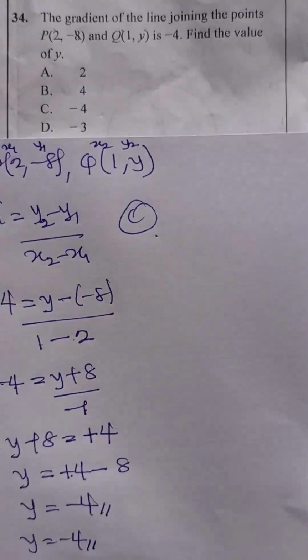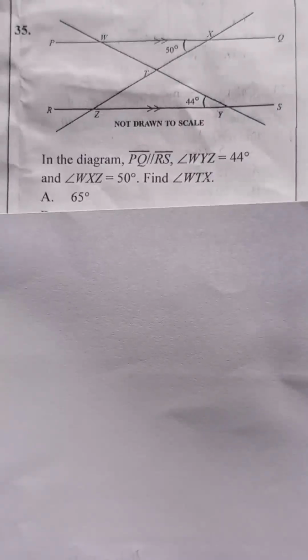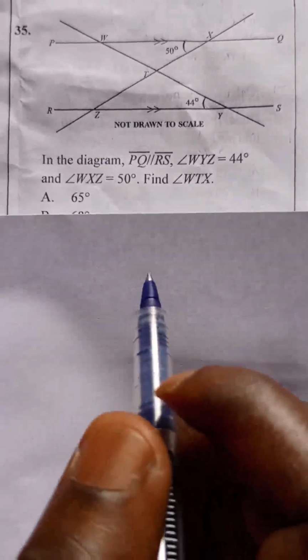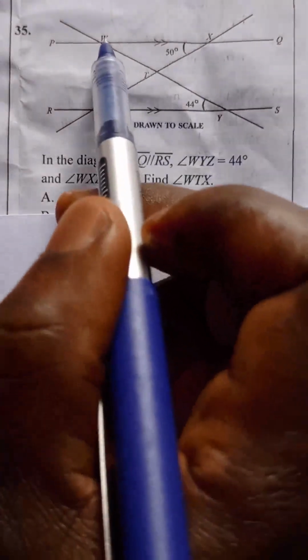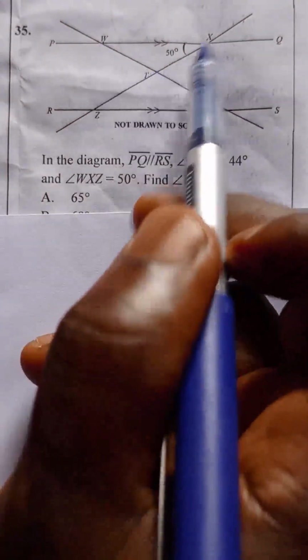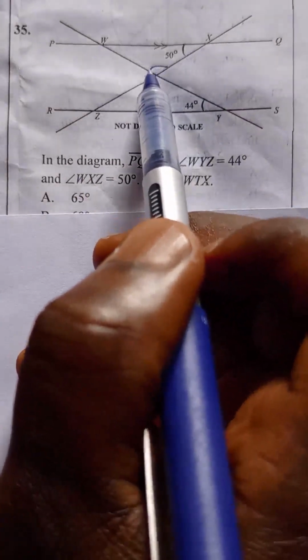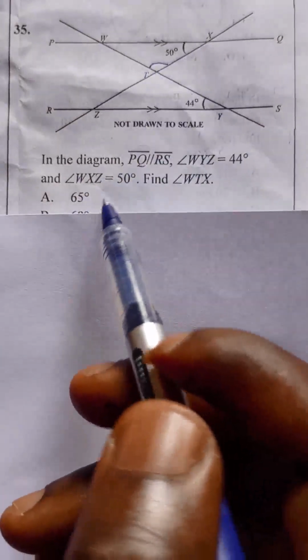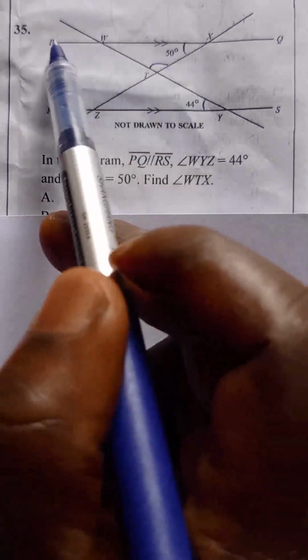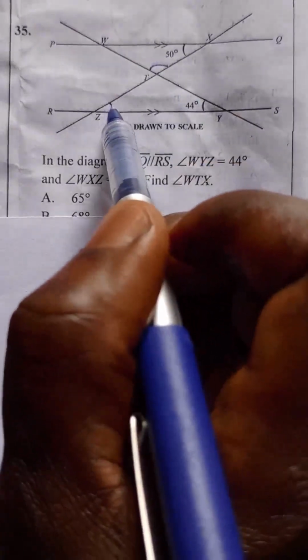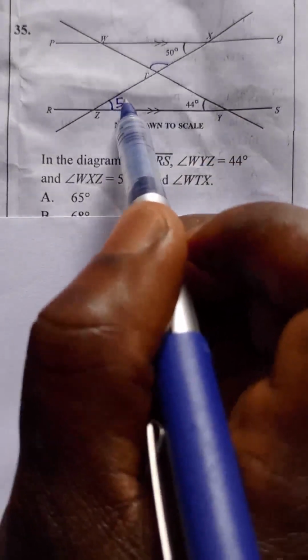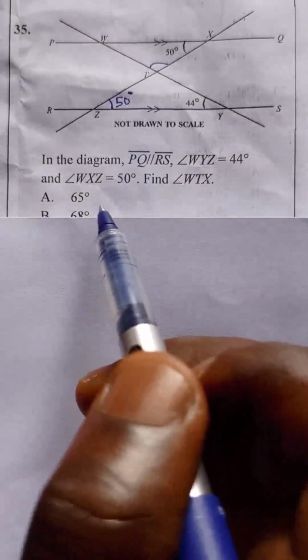Let's continue with question number 35. Now on to question number 35. Question number 35, you are given this diagram, and you have to find angle WTX. You have to find this angle. This is very simple and straightforward. When you look at the diagram very well, you see that this line PQ is parallel to line RS. From there, we can see this angle is 50 degree. That is alternate angles. They are equal.